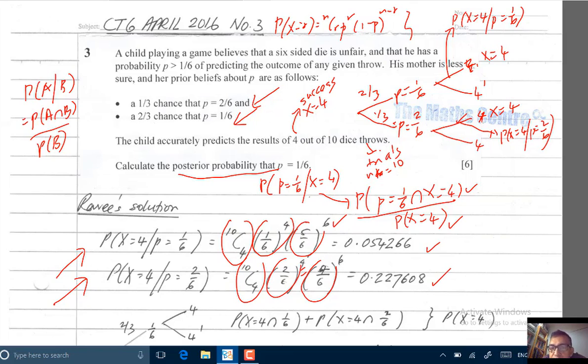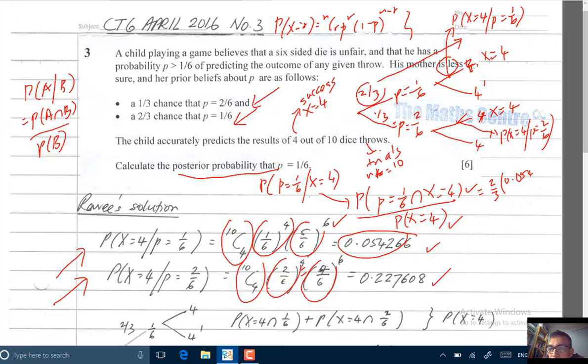Now, the numerator, probability that P equals 1/6 and x equals 4, you can get if you go along this branch. So you just take 2/3 and multiply by what you have found here. That will be 2/3 times 0.054266. Okay, so let me write it here: 2/3 times 0.054266.